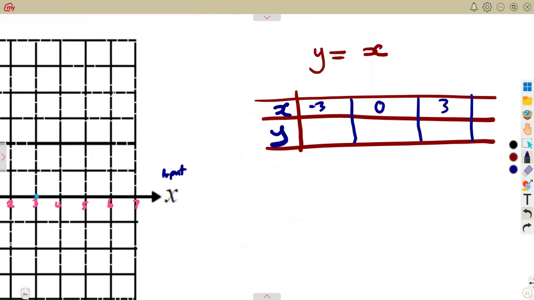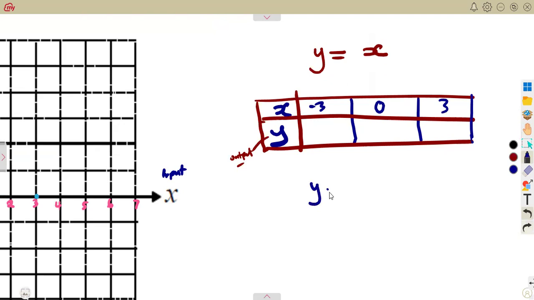Let's say these are the values of x that I want to use to determine the y values. I want to have the output. Remember, y is the output, so the output is controlled from the input. But in this case, y and x are the same. y is equal to x.